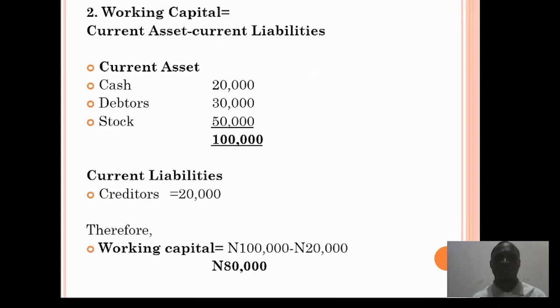And then the working capital, which is current assets minus current liabilities. The current assets here are the cash, debtors, and stock. Cash here is 20,000 naira, the debtors 30,000 naira, stock 50,000 naira, which will give us a total of 100,000 naira. And our current liabilities is just 20,000 naira. Therefore, to get our working capital, it's going to be 100,000 naira minus 20,000 naira. This will give us 80,000 naira as our working capital.